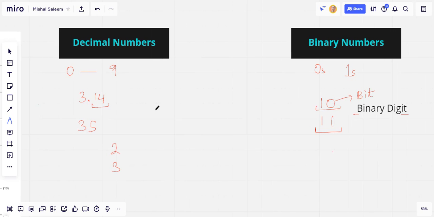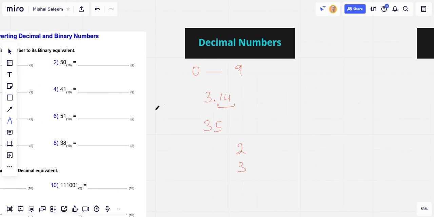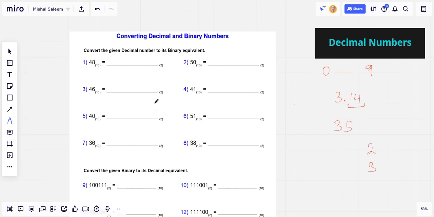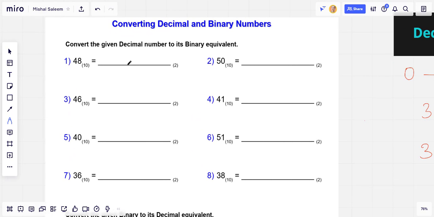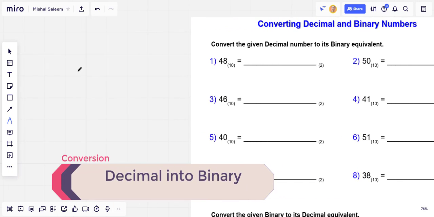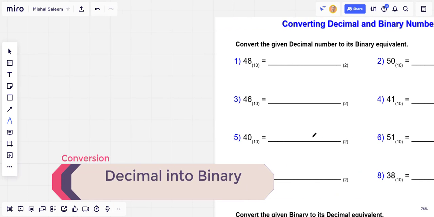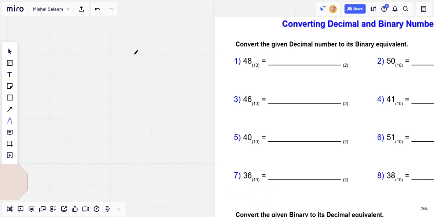Now let's discuss the conversion. So here I have some practice questions, 2 parts in it. The first one is to convert decimal numbers into binary numbers. Let's just take one number and convert it. Which one should I take? Let's do the first one. So to convert decimal numbers into binary, the easiest way to do it is by the grid method, and this is how we do it.